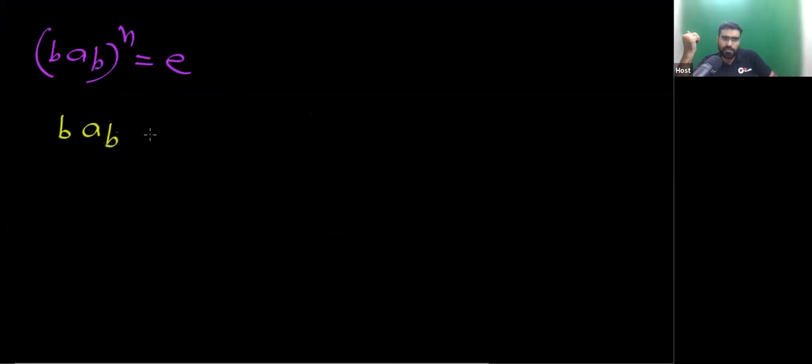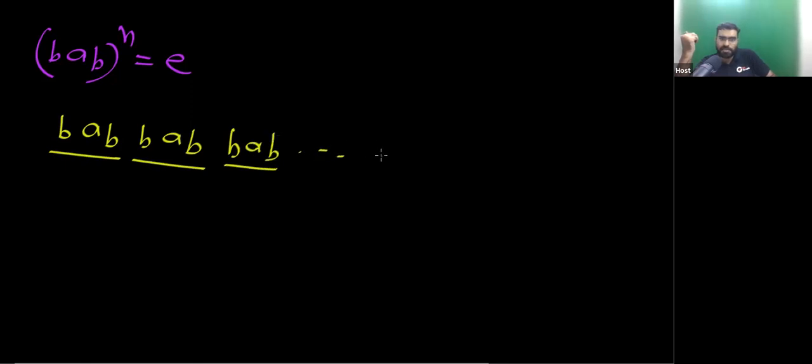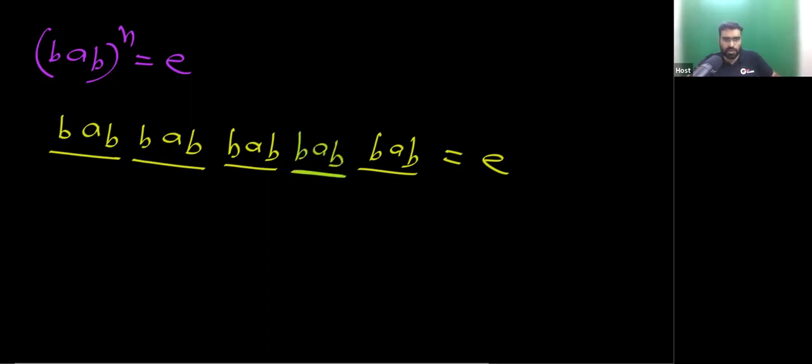So what we will get? We will get BAB, BAB, BAB, BAB... how many times? N times BAB, that is equal to E. For example, if it is 5 times, let's assume I'm writing this 5 times.